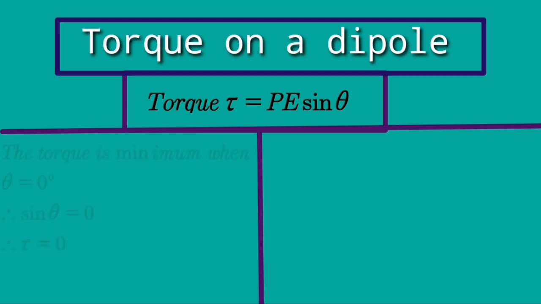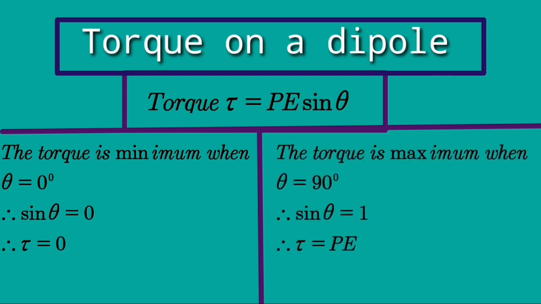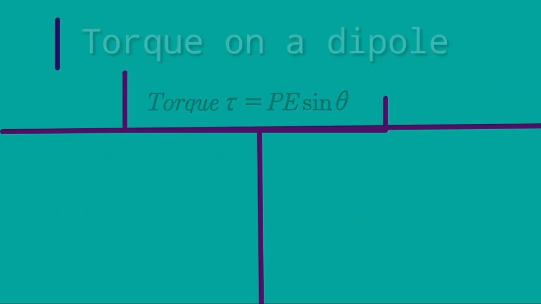Now, when is the torque minimum? Torque is minimum when sin theta is equal to 0. That is, theta is equal to 0 degree, so torque tau is equal to 0. And when is the torque maximum? The torque is maximum when sin theta is equal to 1, because the maximum value of sin theta is 1. Therefore, torque tau is equal to P into E.